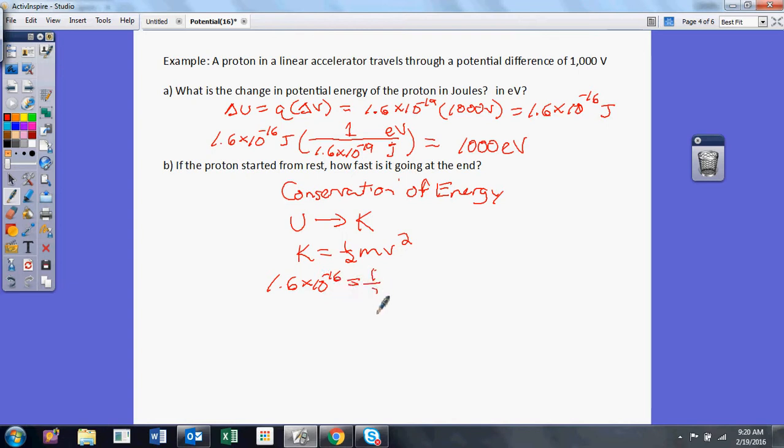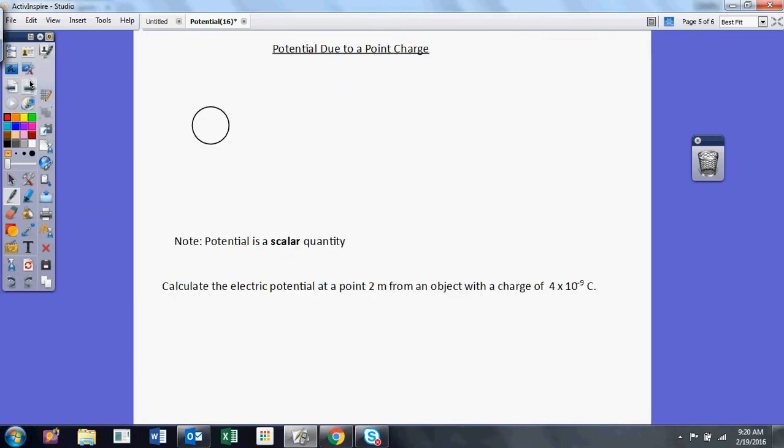That's going to be 1/2 times the mass of a proton. If you look it up, that's another one that's in the back cover of your book. It's 1.67 times 10 to the negative 27th kilograms times v squared. And in the interest of time, v turns out to be 437,700 meters per second. Quite fast. To the point where we would probably have to start thinking about relativity, or at least check that.